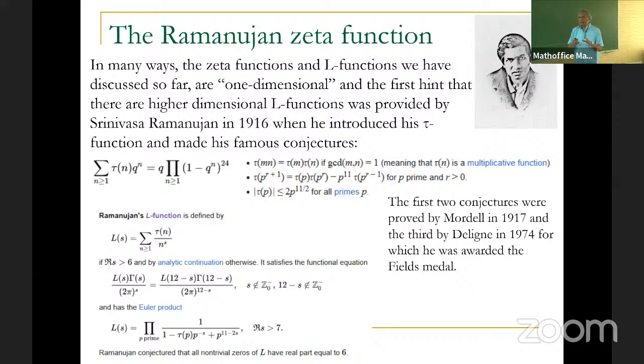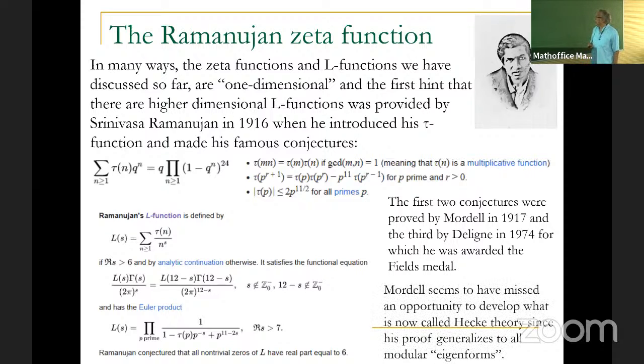Again, this is a conjecture that stimulated a lot of research in algebraic geometry, namely the Weil conjectures, étale cohomology, scheme theory, all the stuff that was stimulated by this particular conjecture. Mordell seems to have, sadly, missed an opportunity to develop what is now called Hecke theory, since his proof practically generalizes word for word to what are called eigenforms. I don't want to talk too much about this, but I just wanted to point out that sometimes when we work on things and don't see the big picture, we can miss an opportunity of making a breakthrough. So this is a sad case of Mordell.